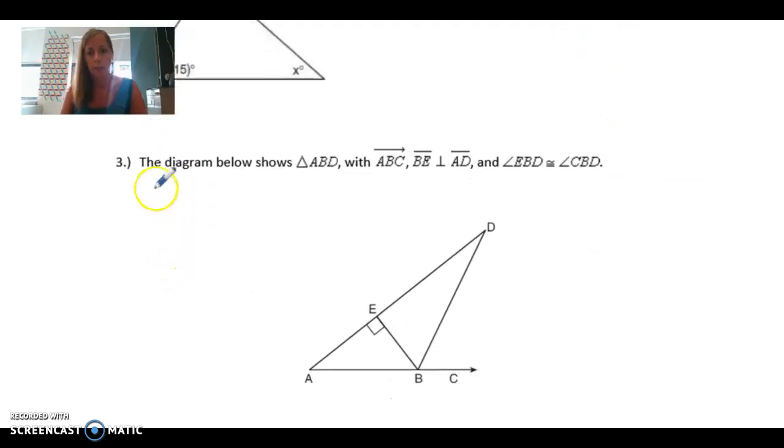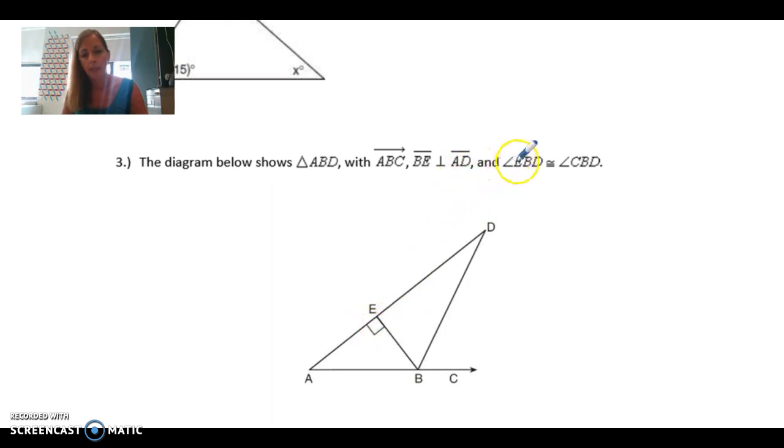Question number 3. The diagram below shows triangle ABD with ray ABC, and so you can see the ray down here, where BE is perpendicular to AD. You should be familiar with the symbols in this question, and you should know how to read this. So again, this is ray ABC, and then segment BE is perpendicular to segment AD, and that's shown with this little right angle box here.